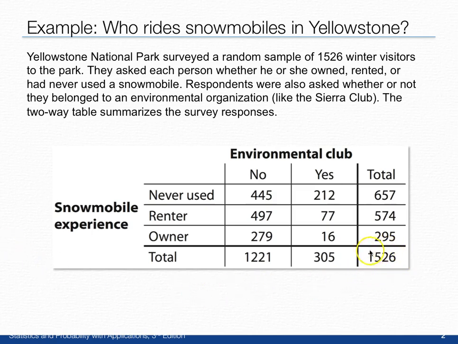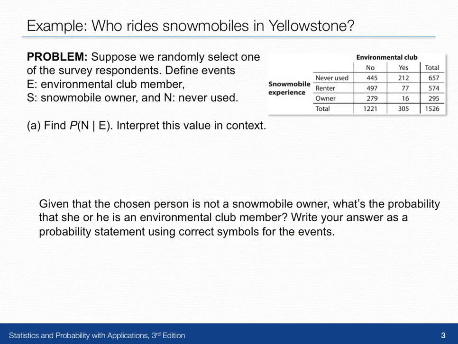So we can see our 1,526 respondents total. They were asked whether or not they belong to an environmental club, yes or no, and their snowmobile experience: never used, are they a renter or an owner. Suppose we randomly select one of the survey respondents. Let's define events E to be the environmental club members, S a snowmobile owner, and N to be never used. For part A, let's find the probability of N given E and interpret this value in context.